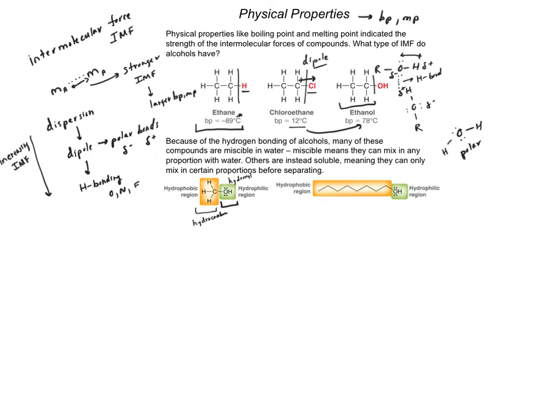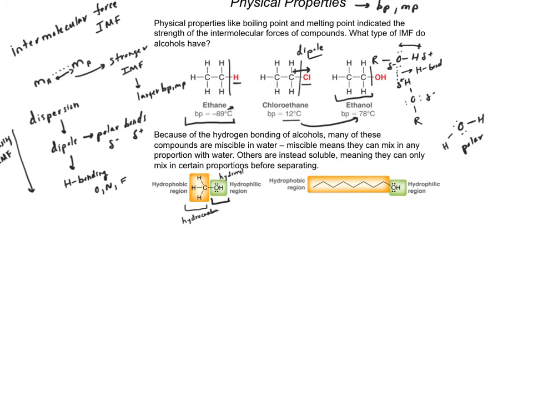So things like methanol. Methanol is this guy. Methanol is not just soluble, it's actually completely miscible in water. If something is miscible in something, it means that it can be mixed in any proportion and not separate into layers.